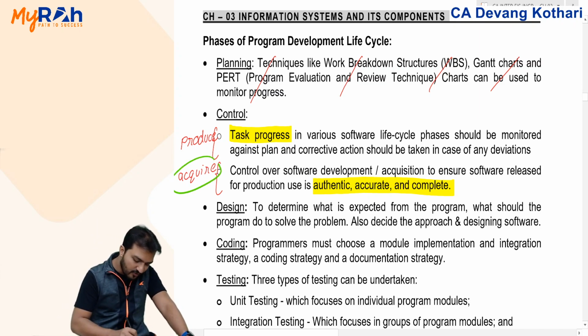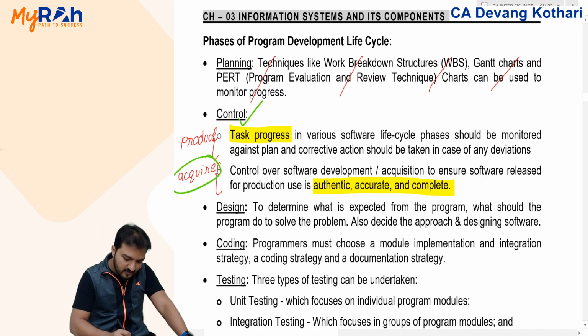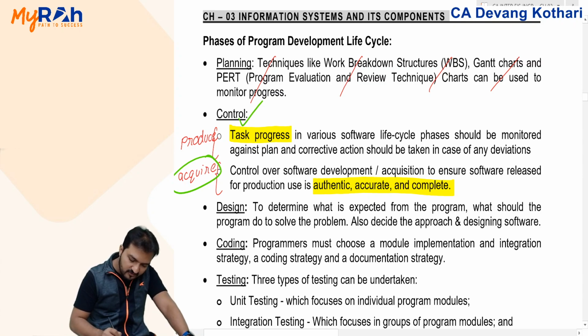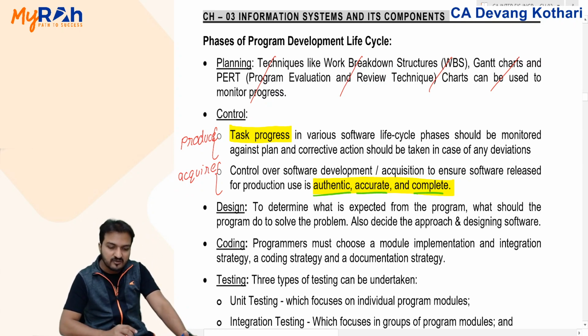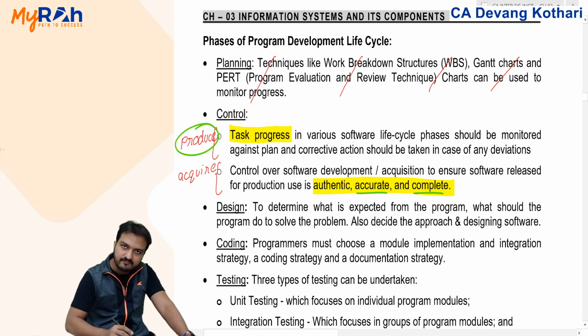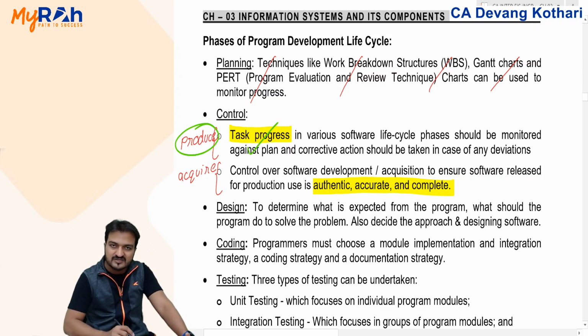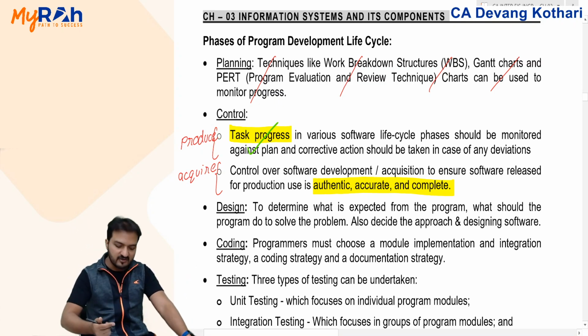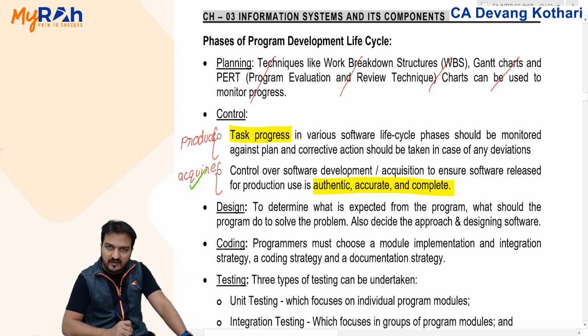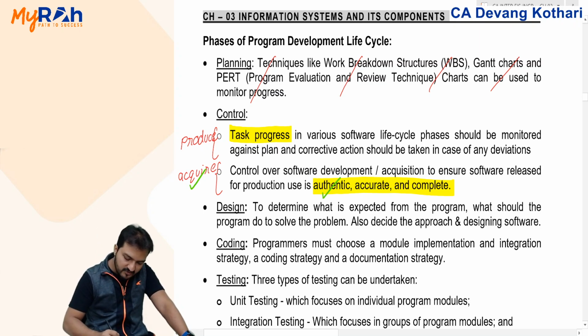But if you are acquiring a ready-made software, then control would involve control over the software acquisition to ensure that the software is authentic, accurate, and complete. Yes, so generally while producing a program, you need to check the task progress. Keep asking the programmer what is the progress of the program development and all. And while acquiring a ready-made software, you need to ensure that it is authentic, accurate, and complete.